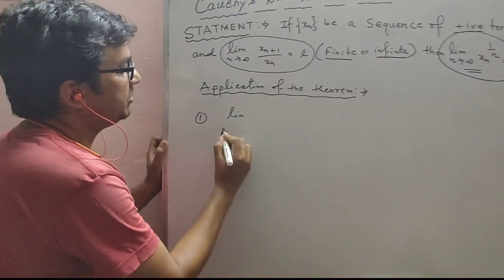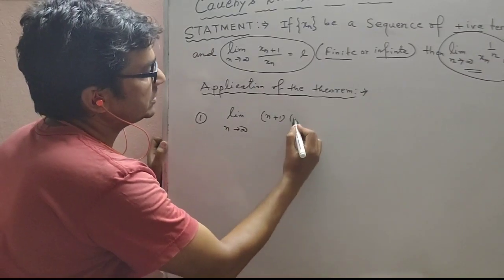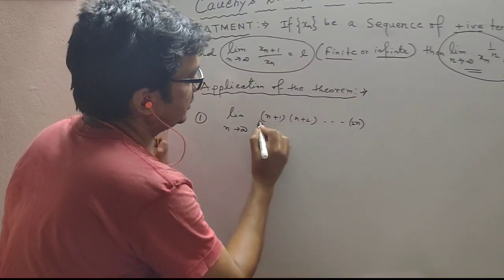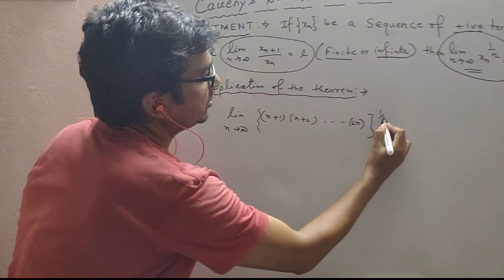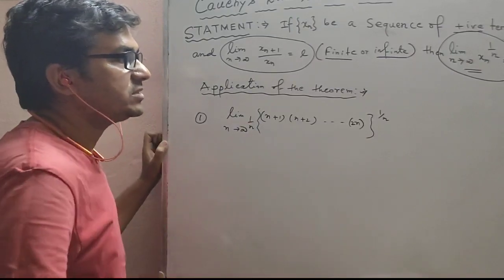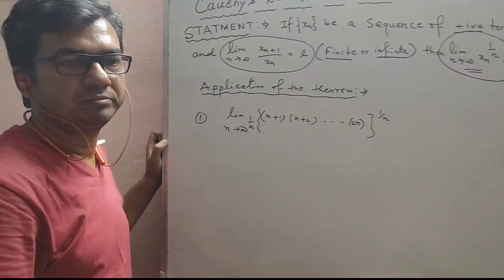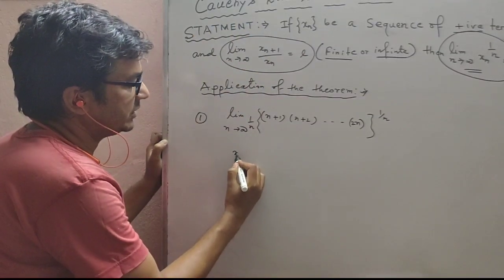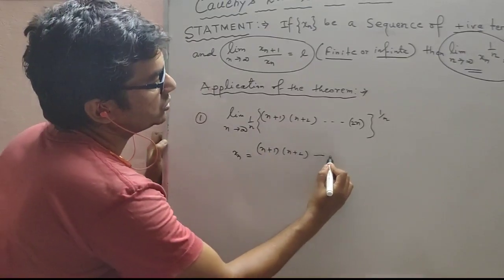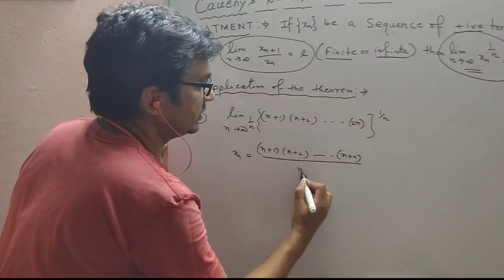First application: limit n tends to infinity of (n plus 1)(n plus 2) up to 2n, divided by n to the power n, whole to the power 1 by n. To find this limit, we can use this theorem. Here we take xn equal to (n plus 1)(n plus 2) up to (n plus n), that is 2n, by n to the power n.